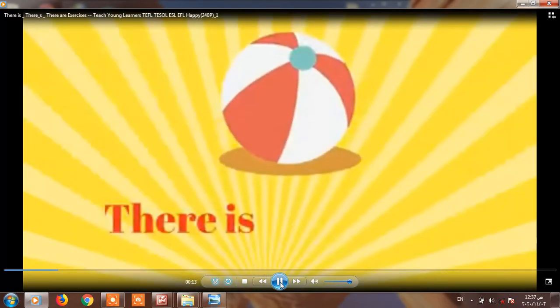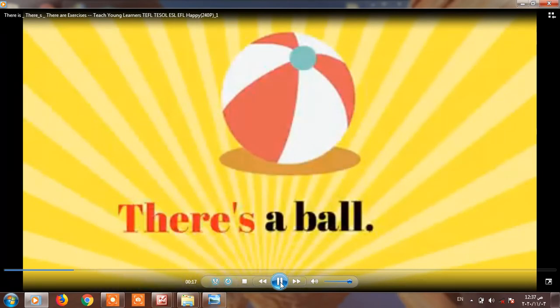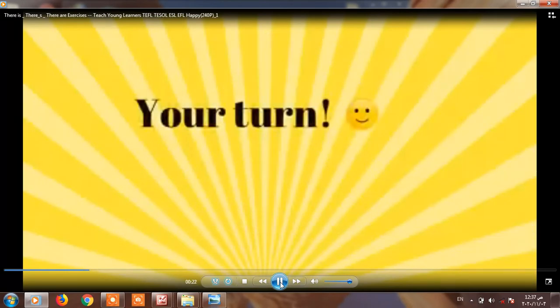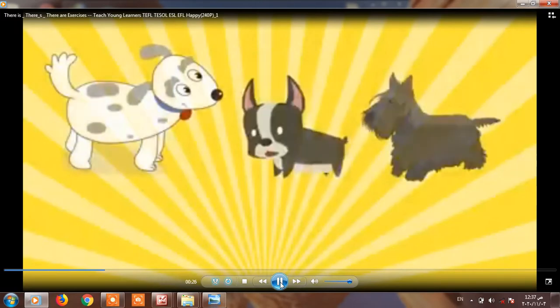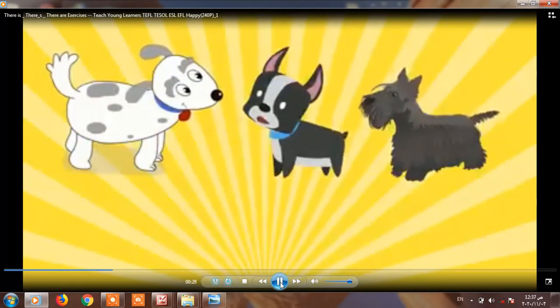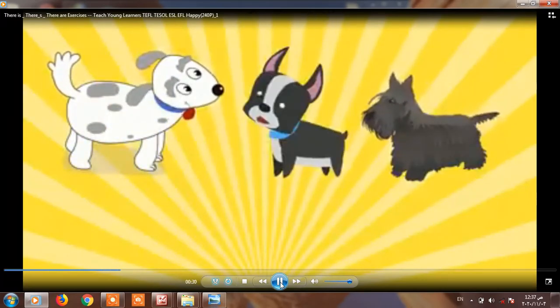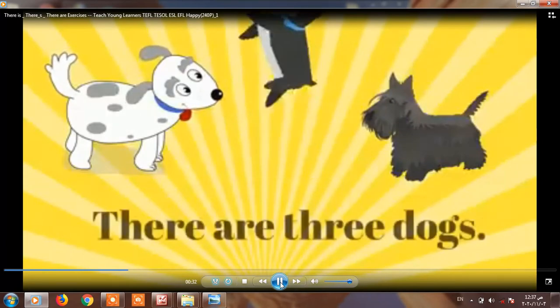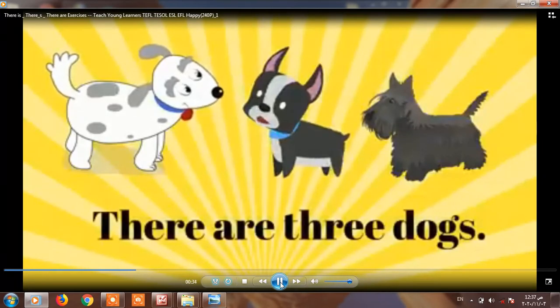There is a ball. There is a pool. There's a ball. One pool. Your turn. Let's try, kids. Yes, more than one. There are three dogs.